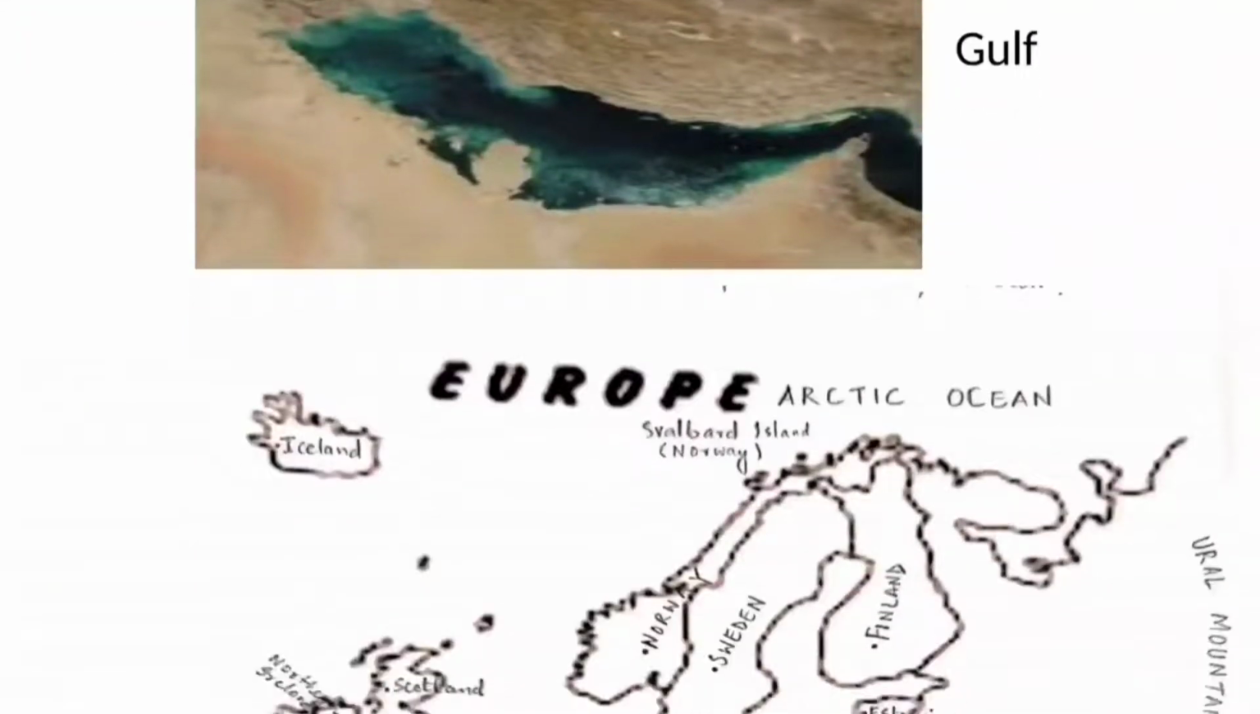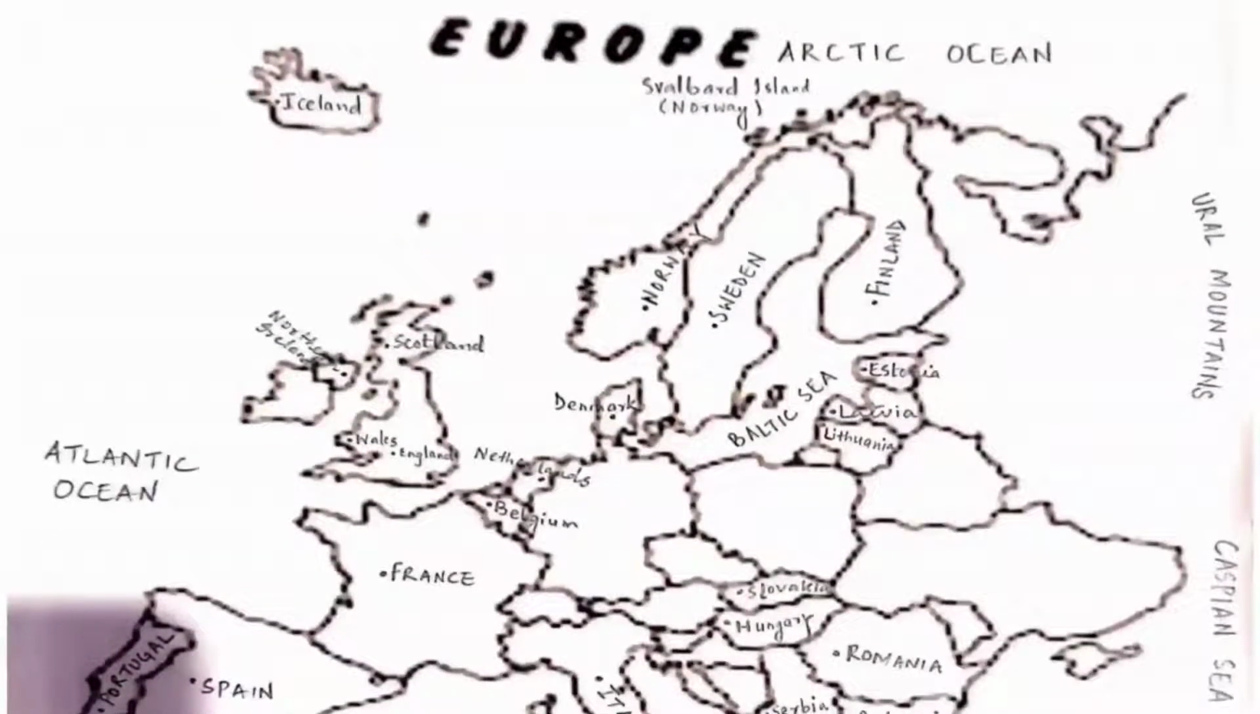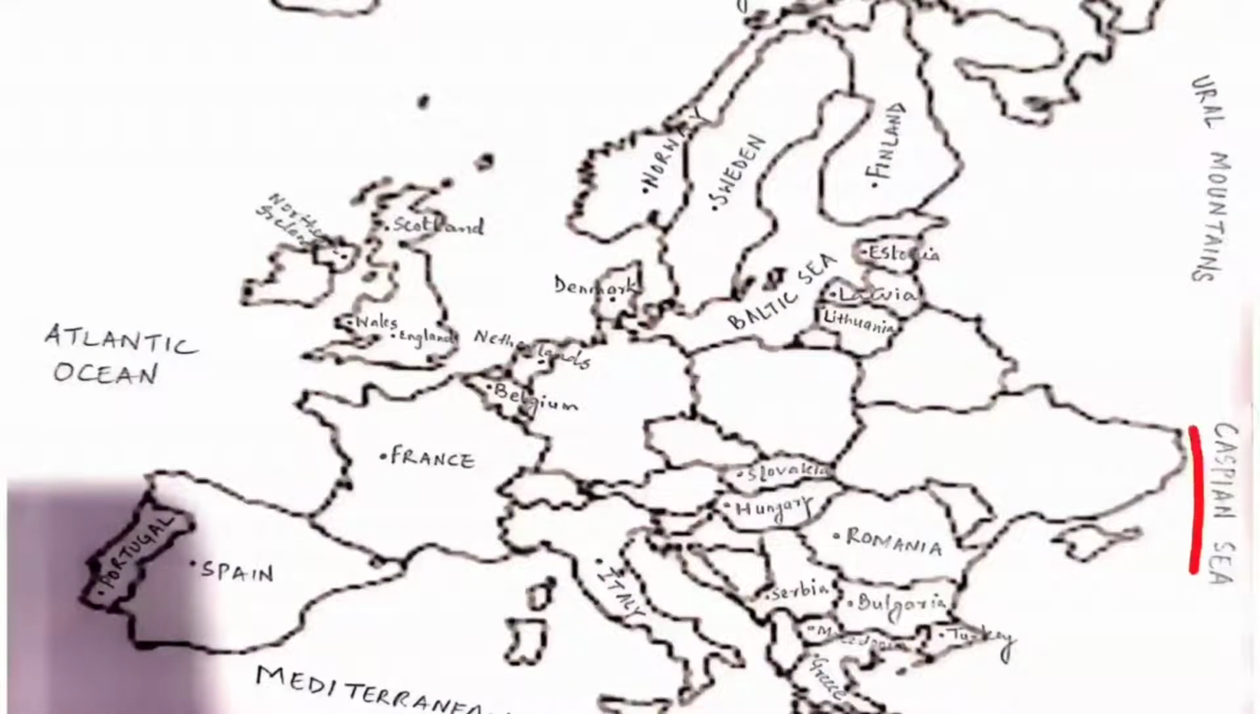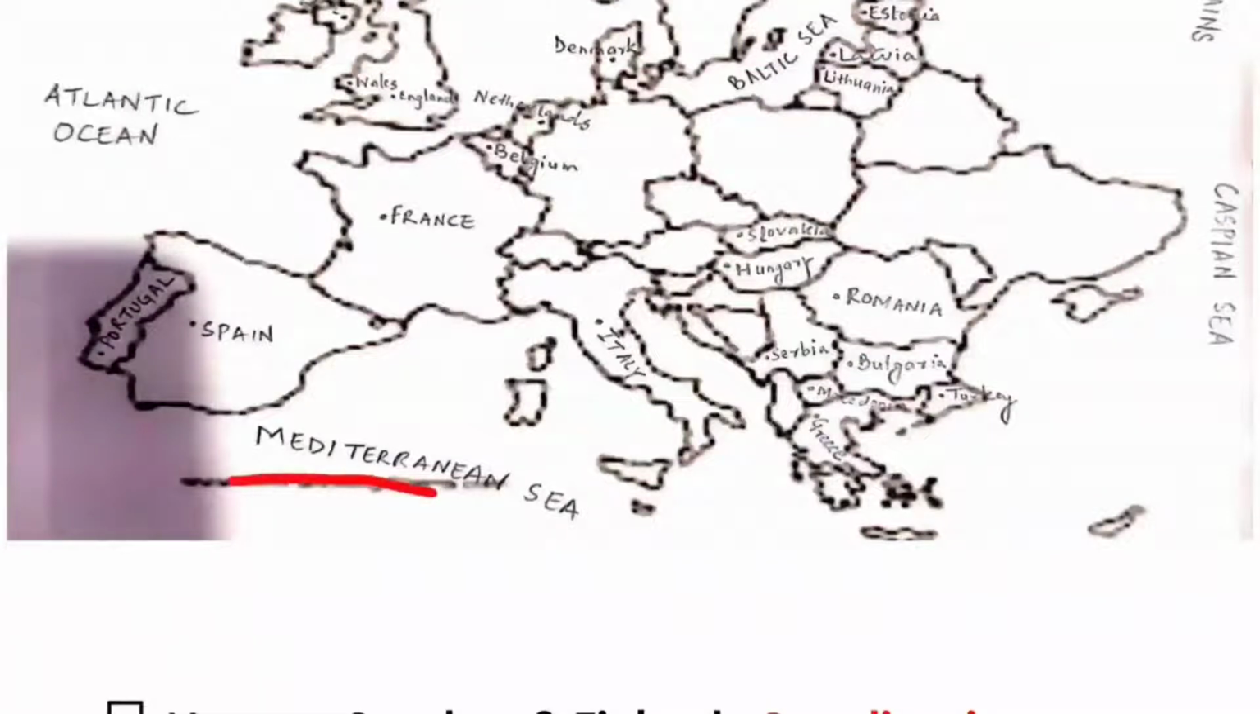Let's move forward and study Europe by map. On seeing this map, it is very clear that Europe on the north is surrounded by the Arctic Ocean. On its west, it is surrounded by the Atlantic Ocean. On its east, it is surrounded by the Caspian Sea and the Ural Mountains, which are separating it from Asia. And on the south, it is surrounded by the Mediterranean Sea. So these are the boundaries of Europe.